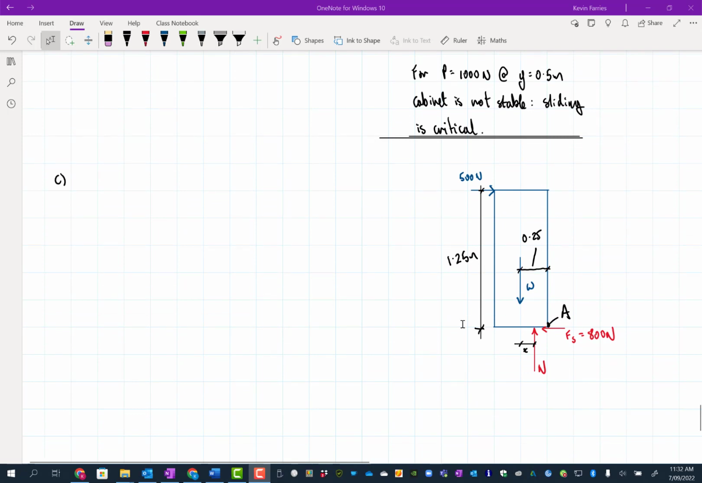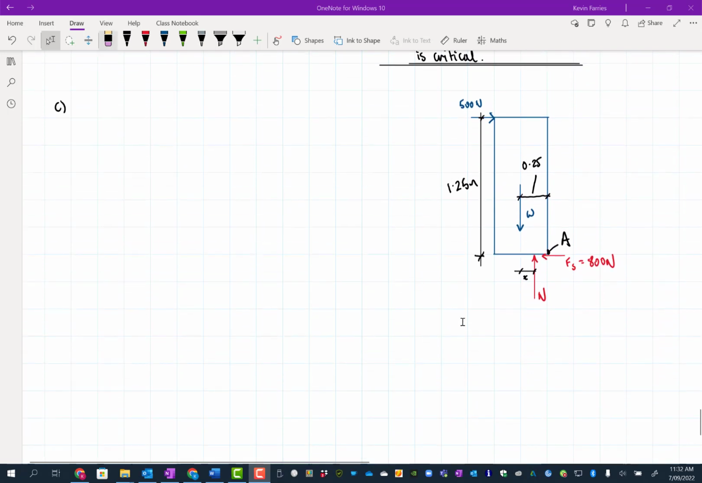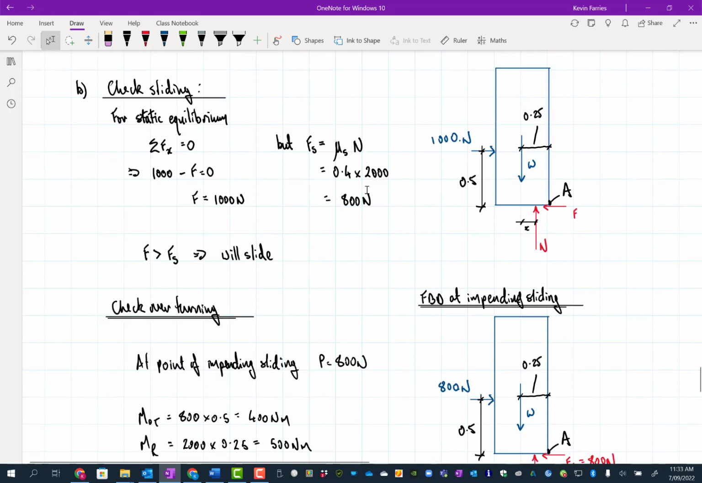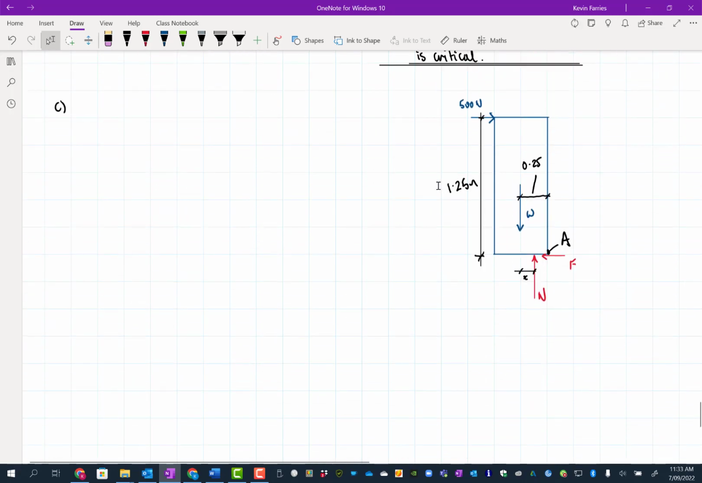So I've already drawn the free body diagram for that. I'm not going to put in this yet, so we'll just call that F for now. And so we'll go through the same process. What you'd expect is it's more likely, because this is higher up, you get a bigger lever arm, so the overturning moment is now going to be higher. And so you'd expect that the overturning moment will become critical. But we know this 500 newtons. We've previously calculated that Fs is 800 newtons. And so we can take some shortcuts here.